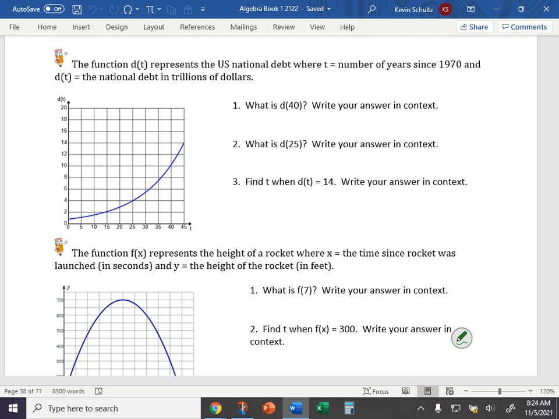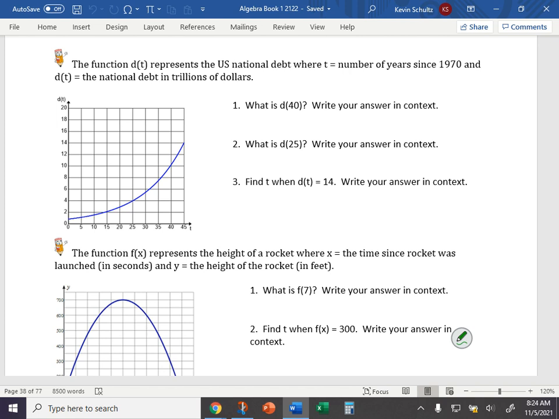That's why your horizontal axis is labeled t. It represents time. And your vertical axis is labeled d of t. That's the y-axis. It's the debt after a certain amount of time. It says t is the number of years since 1970. So what would x of 10 equal? What year would that be? At the x value of 10, what year would that represent, Max? 1980, right? 10 years since 1970 would be 1980. So it says, what is d of 40? Write your answer in context.